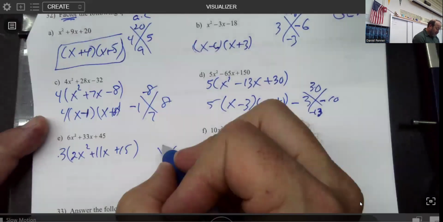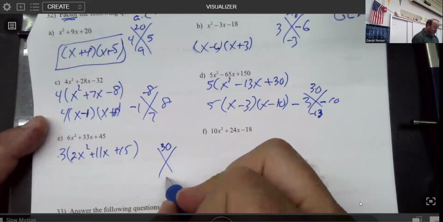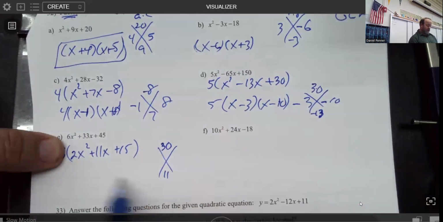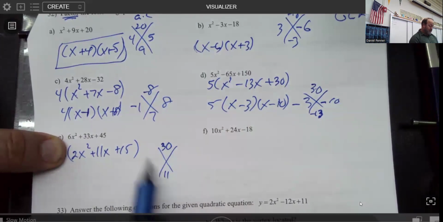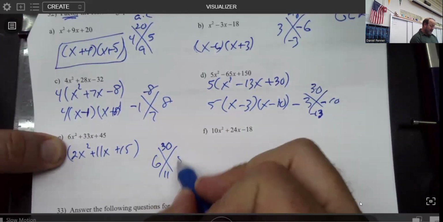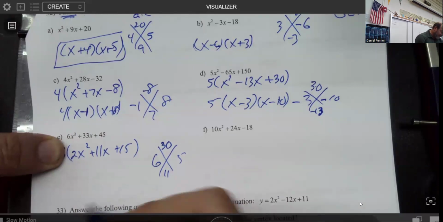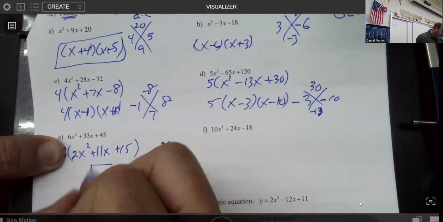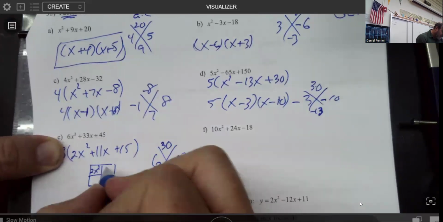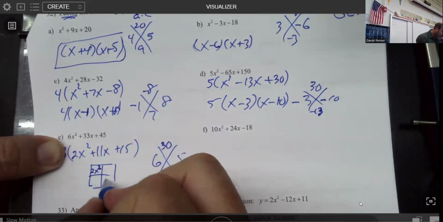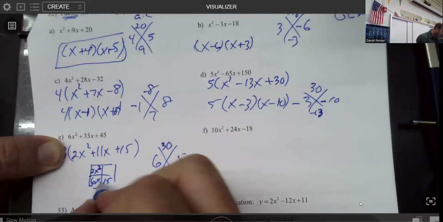Now, here's the first problem where we have to do the full story. 2 times 15 is 30, and 11 is our central term, and then 6 times 5 is 30, and 6 and 5 makes 11. So we're going to go ahead and make our little box, and we're going to put our 2x squared on the top, 15 on the bottom, 6x and 5x.